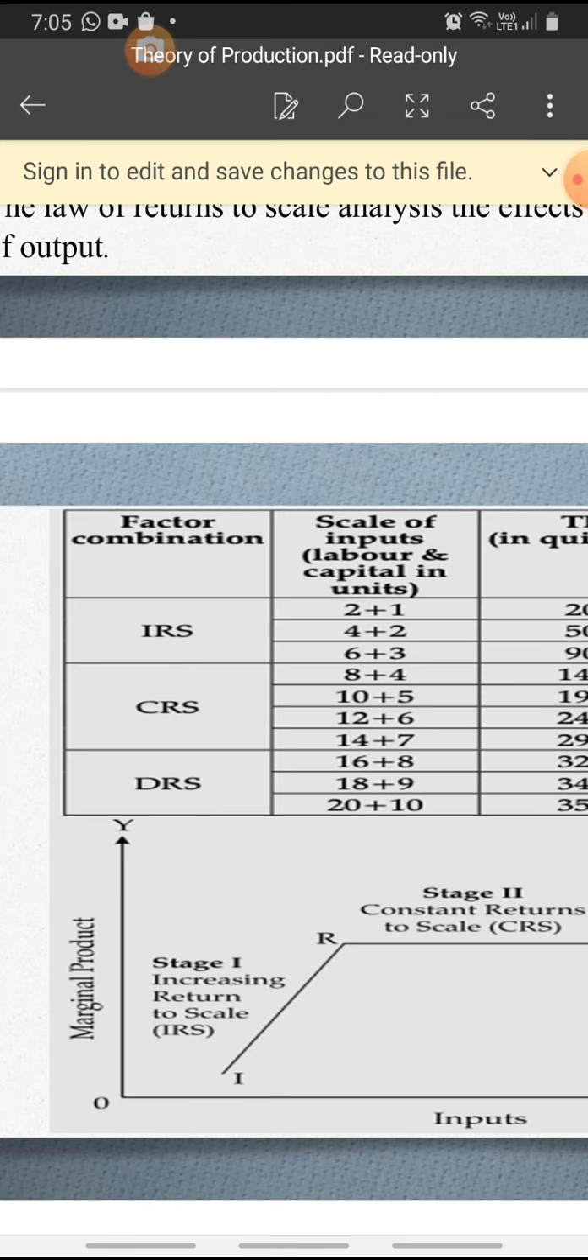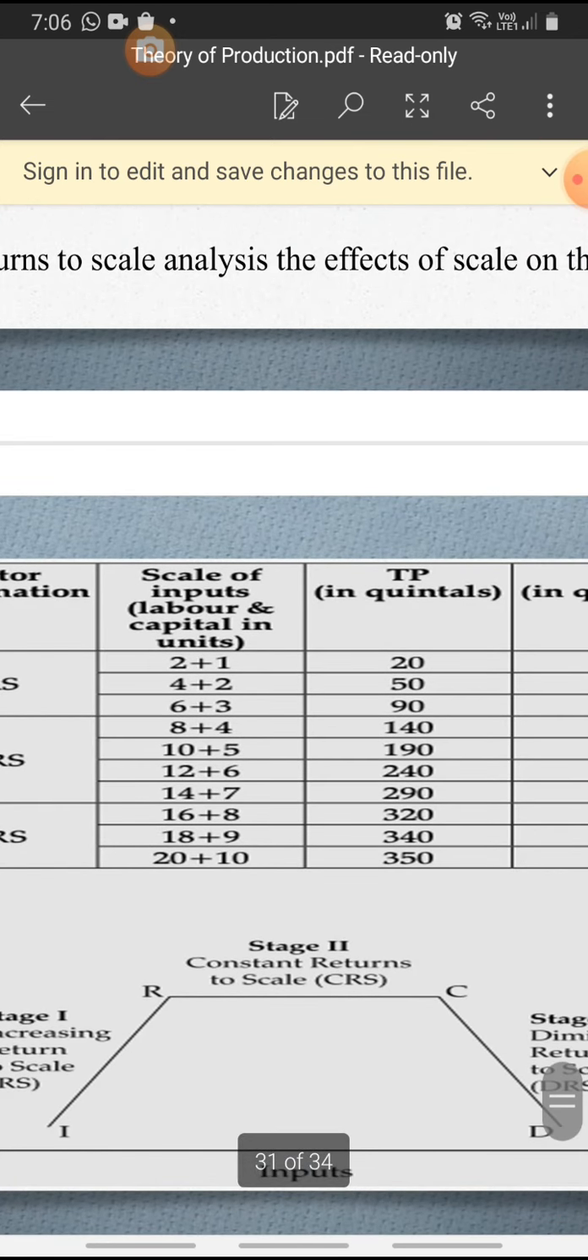Then next is constant returns to scale. We can see the use of inputs, that is 8 units of labor and 4 units of capital, 10 units of labor and 5 units of capital, 12 units of labor and 6 units of capital, 14 units of labor and 7 units of capital. But the total product is increasing. From 140 it reached 190, 240 and 290.